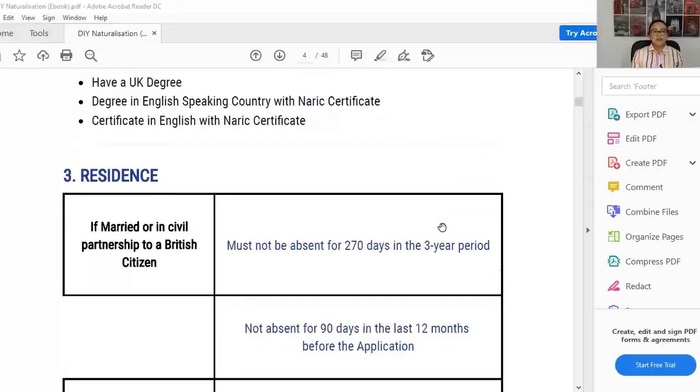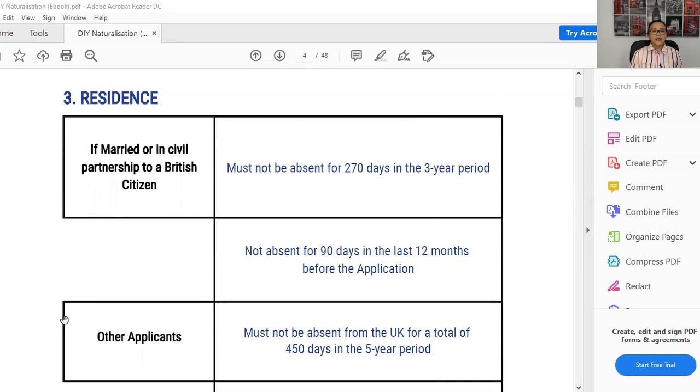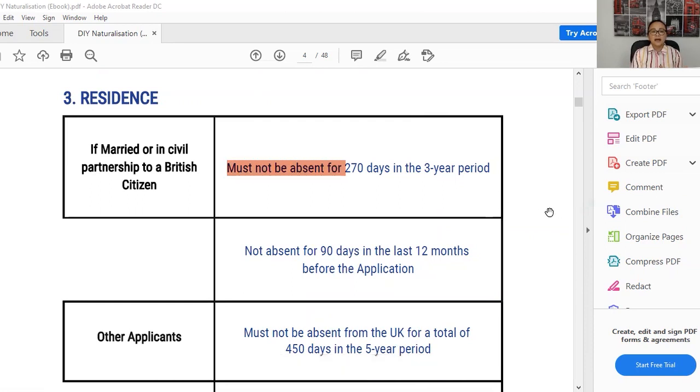Okay, so let's move on. The third is the residence. So again, we have two categories. If you're married or in civil partnership to a British citizen, then you must not be absent for 270 days in the 3-year period. The reason there's a 3-year period is that this is from the British Nationality Act, so it's different from the immigration rules. That's why they have not changed it. So you only have to prove that you've been in the UK for 3 years.